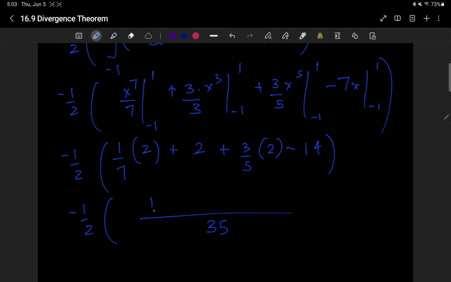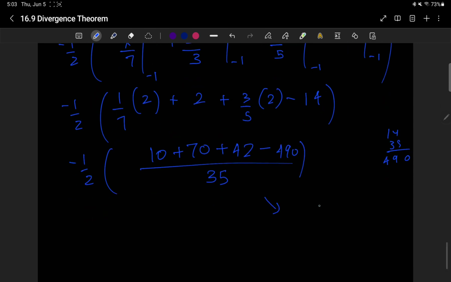35. That'll be 10 plus 70 plus 6 times 7, 42, and 14 times 35, which is 490. And all of this, eventually this will be negative, which will cancel out, and it should come out to 185 over 34.